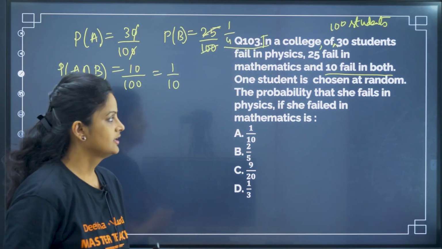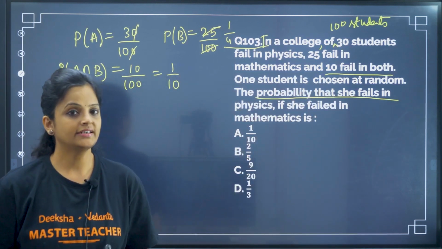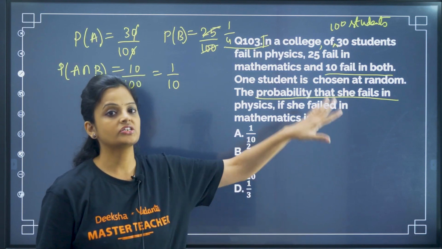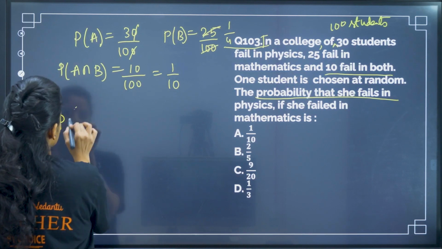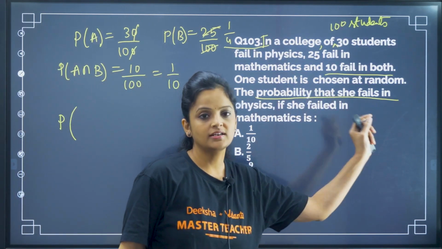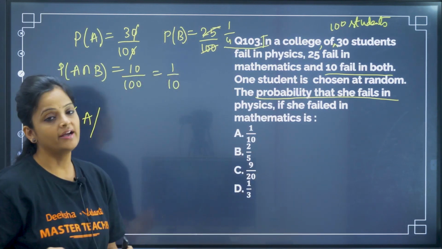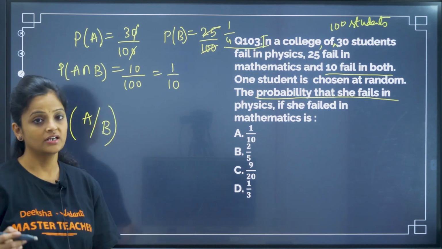Okay, this too we got. Now what they are asking, you capture that. Probability that she fails in physics, given that she has failed in math also. Okay, understood. This shouldn't happen with any student, I wish. Probability that the student fails in physics, so I'm taking it as A, provided she fails in mathematics also. So given condition, there is a conditional probability.